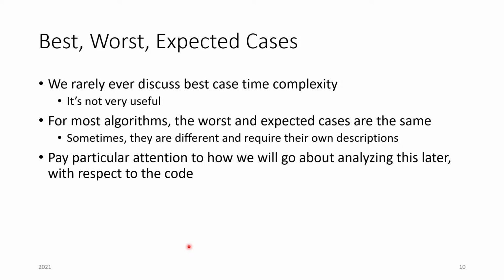So just to repeat what I just said, best case time complexity is not very useful. That's going to rarely actually happen, like once in a blue moon. In most cases, your worst and expected cases are going to be the same. Sometimes they're going to be different, and when they are, you actually do have to specify what they are. But most of the time, you can just use the expected case, which is the average case, and you'll be pretty much okay with that regardless.